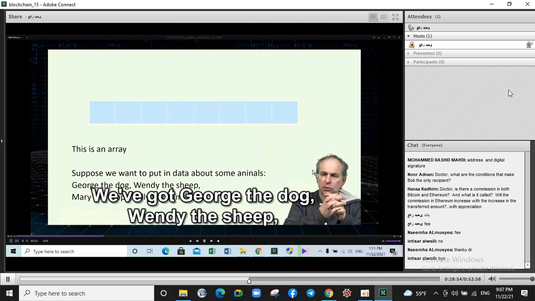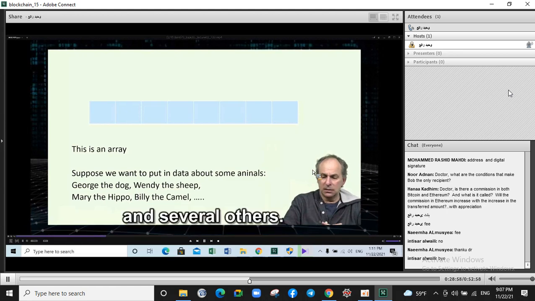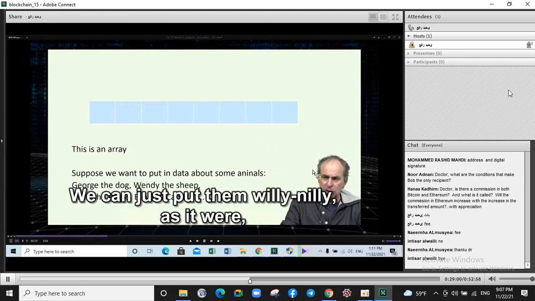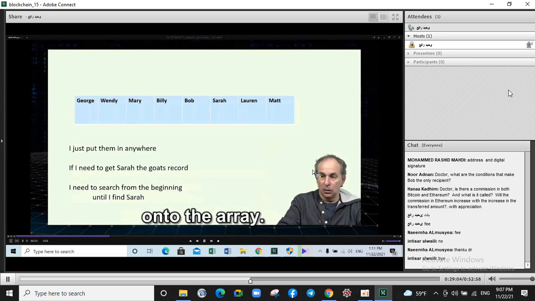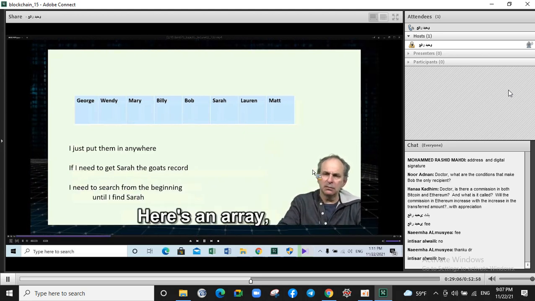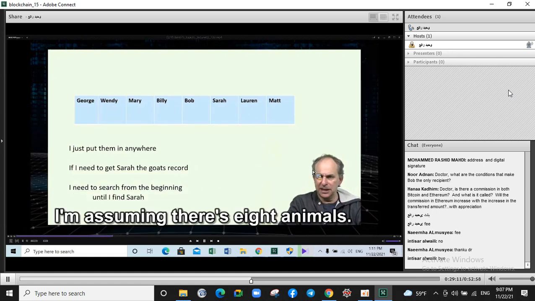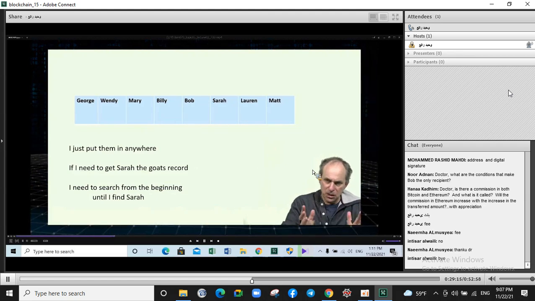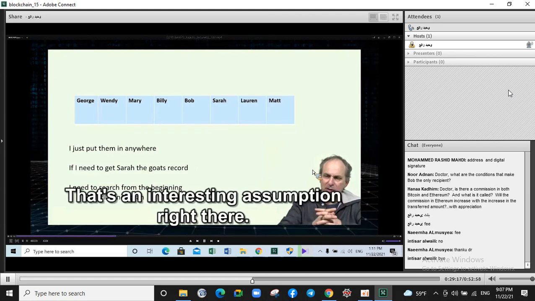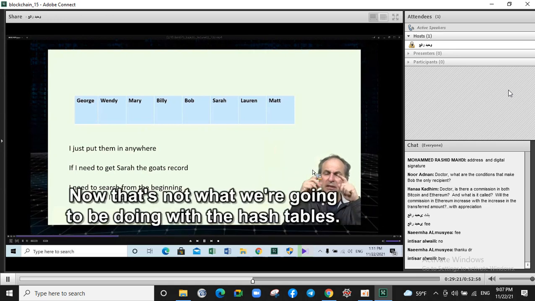And we can just put them willy-nilly onto the array. So here's an array, and I've put each of these animals in one place in the array. So I'm assuming there's 8 animals. That's an interesting assumption right there. So my whole database is 8 animals. Now that's not what we're going to be doing with the hash tables, I'll tell you that right now. We can well have more than 8.